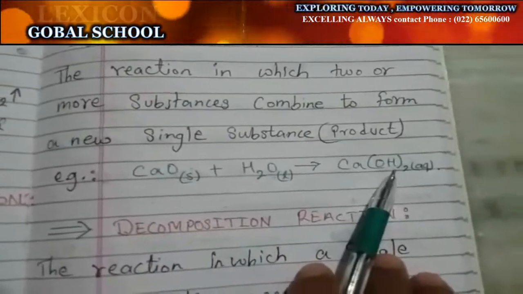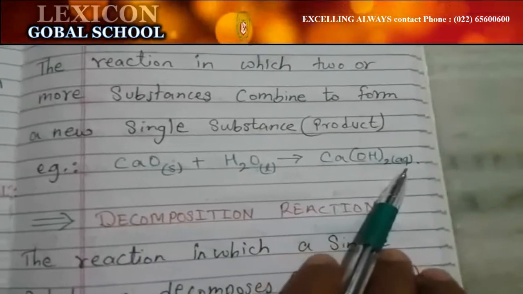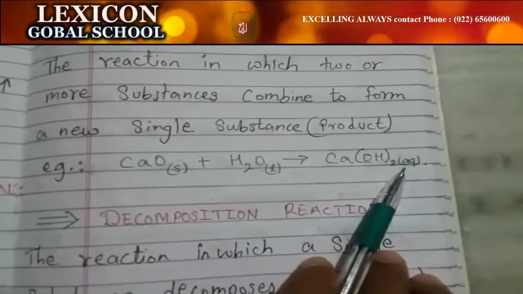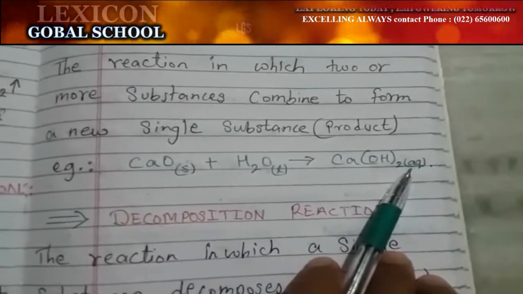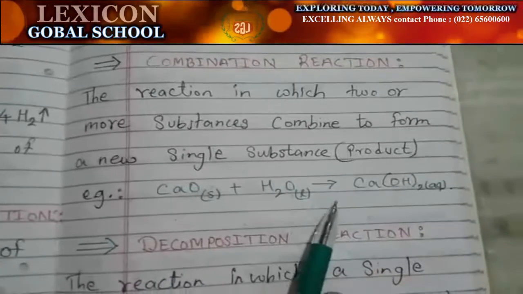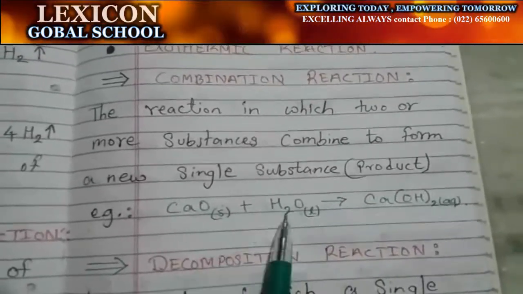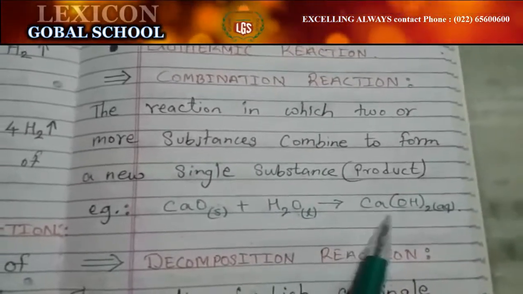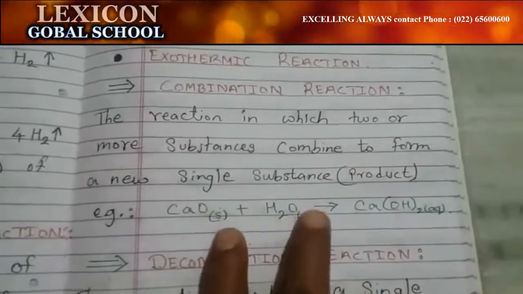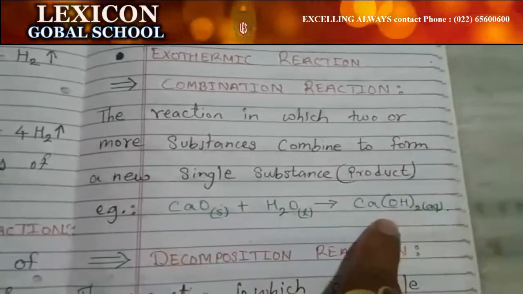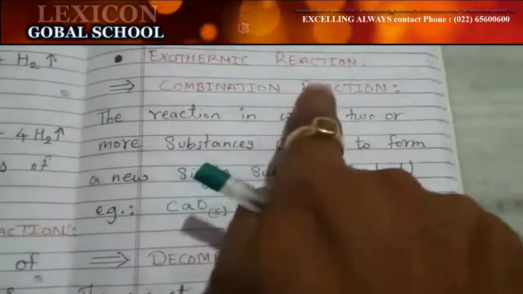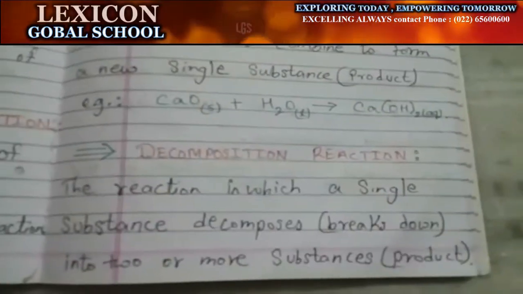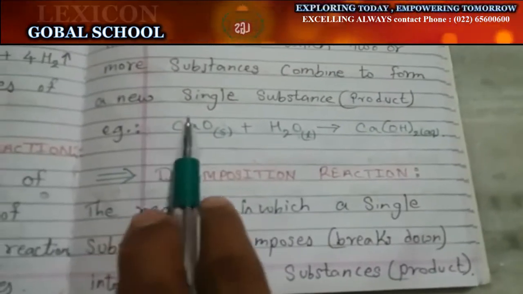Now CaO reacts with water and gives you what? Calcium hydroxide, Ca(OH)2, which is written here as aq, that is called aqueous. Aqueous means an excess amount of water is there. So here you can see in the combination reaction, two reactants are there, CaO and H2O, and the product is only one, so it is called combination. Two reactants combine and form a single product, which is called your combination reaction. So we have seen how the combination reaction is.